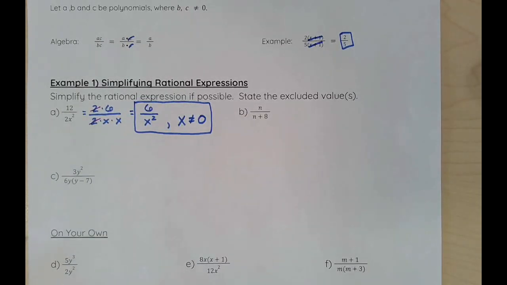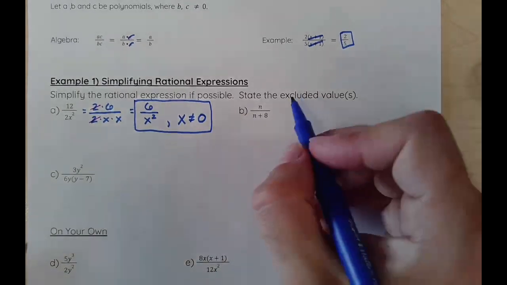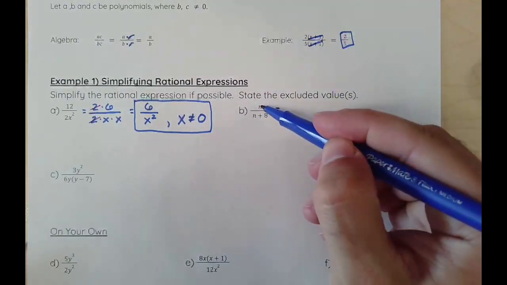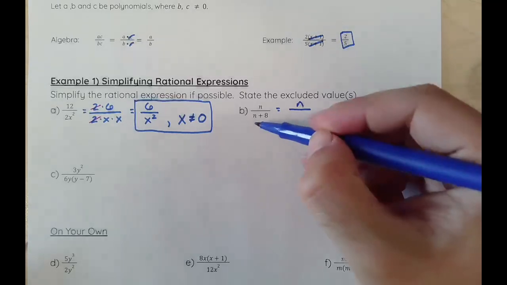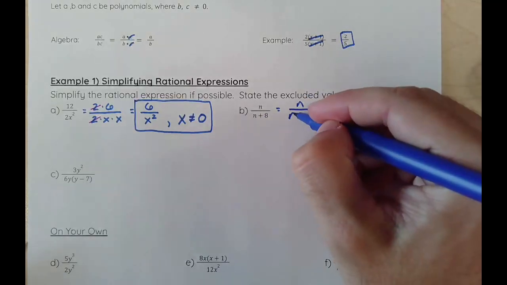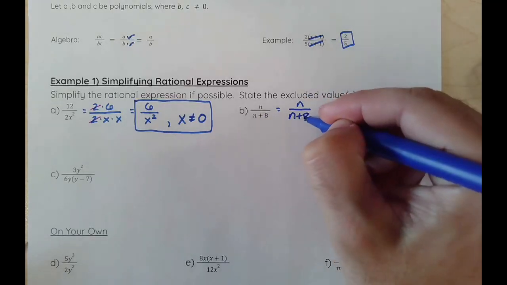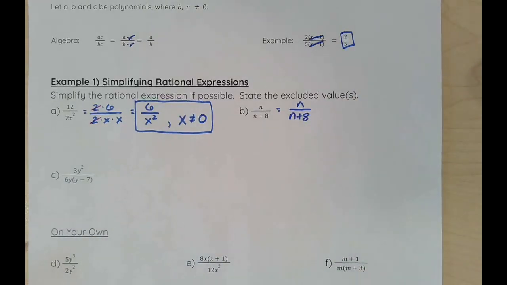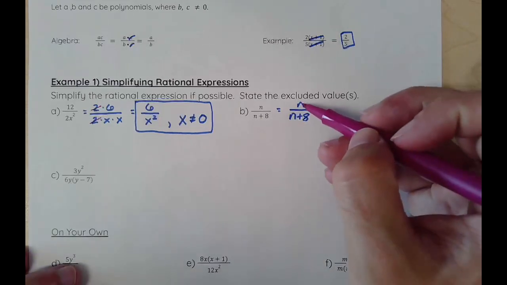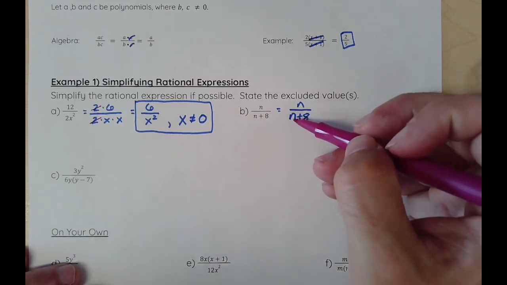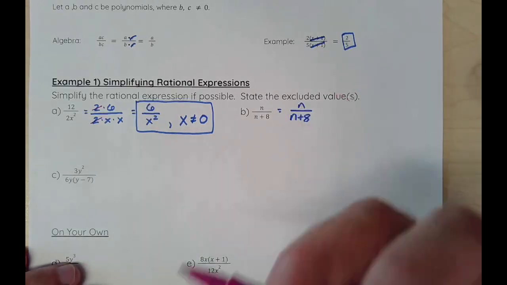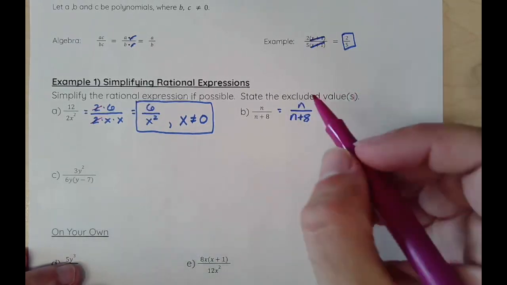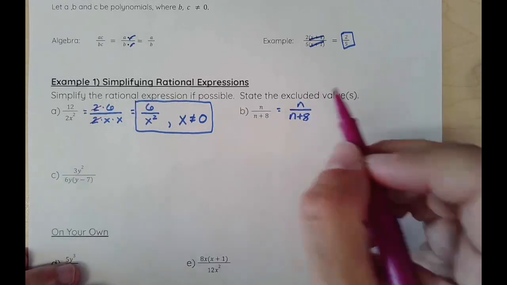Let's take a look at B. Can I rewrite n? No, I cannot, so it's going to stay n. Can I rewrite n plus 8? No, I cannot, n plus 8. Now, you might be thinking, well, the n's will cancel. The n's will not cancel here, because I can divide n by n, but 8 divided by n doesn't work, so I can't divide the whole side by that value. So it turns out this is actually already simplified.